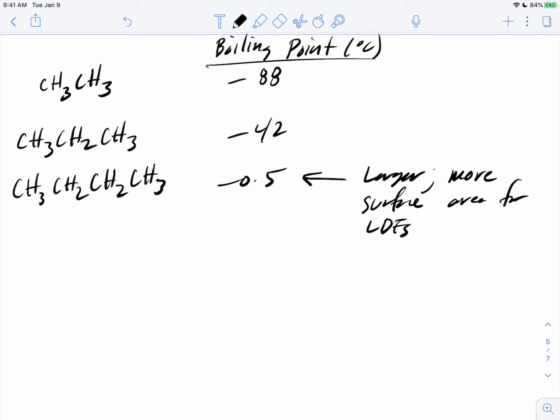So now we can look at how shape factors in besides size.